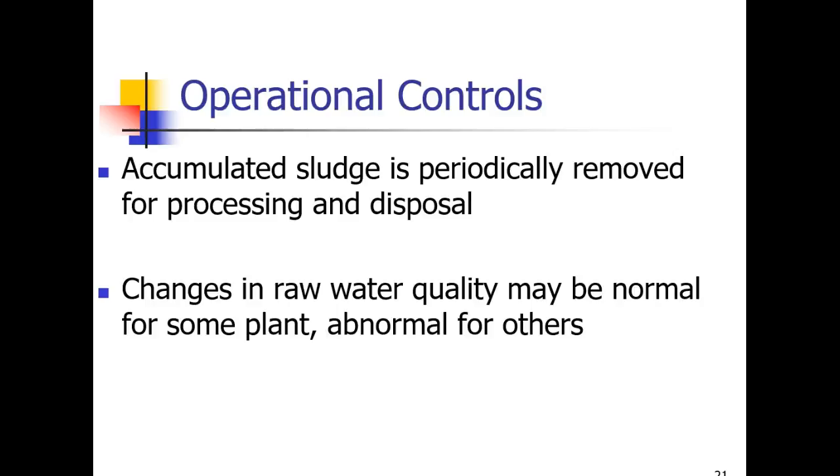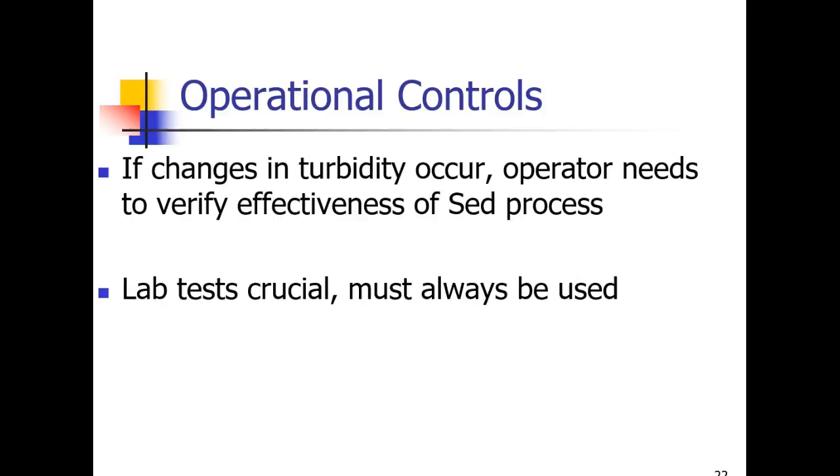Operational controls. Accumulated sludge is periodically removed for processing and disposal. Changes in the raw water quality may be normal for some plants, but abnormal for others. Again, all different supplies and sources, every system's different, water supplies as well as the physical characteristics of the plant. If changes in turbidity occur, the operator needs to verify effectiveness of the sedimentation process. Again, you're always looking at the turbidity on the back end. Lab tests are crucial. They must always be used.